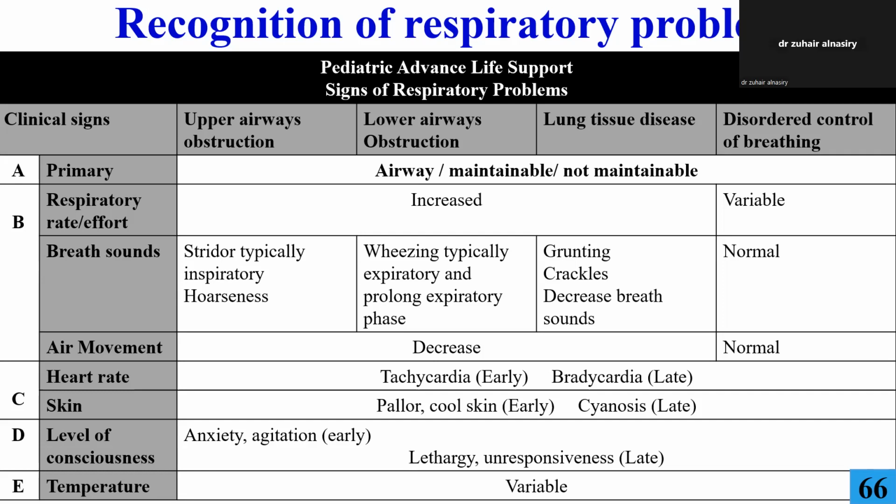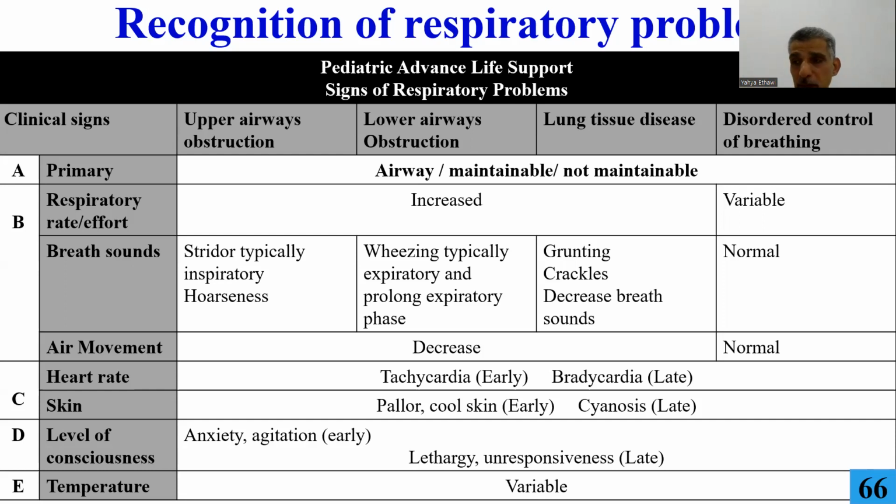Also, we said when we measure the breathing, the B, then we check the sound. If it's upper airway obstruction, it's usually inspiratory, okay? And you can see hoarseness, you can see stridor. If it's a lower airway problem, we hear wheeze, and it's expiratory, and there is a prolonged expiratory phase. While in lung tissue disease, you get grunting. Do you see the difference between grunting and increased work of breathing?